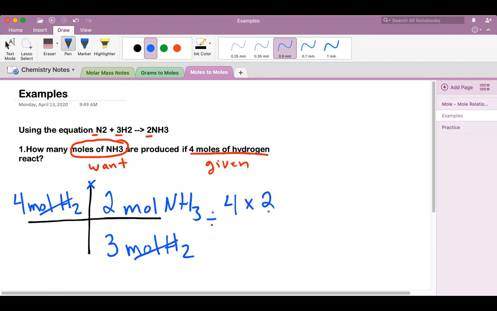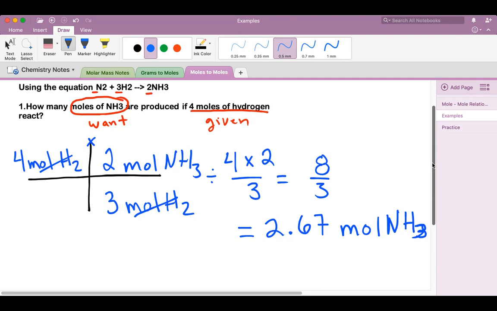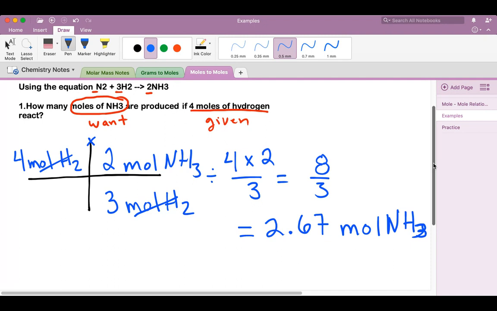So we get 4 times 2 divided by 3. So that's 8 divided by 3. So for the answer here, we get 2.6666, but we're going to round it 2.67 mole of NH3. That's it. So we start with 4 moles of hydrogen, we end up with 2.67 moles of NH3.